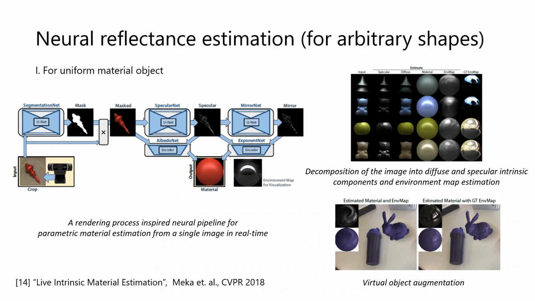More recently, we see another host of methods that use multi-view imagery of a 3D object to estimate its geometry and reflectance. This method by Meka and colleagues employs a rendering process-based neural pipeline to input an RGBD video stream and estimate intrinsic images, high-frequency environmental lighting, and parametric reflectance for an object of constant material and arbitrary shapes, and all of that in real time. This allows for interesting applications such as photorealistic rendering of virtual objects made of material taken from real objects.